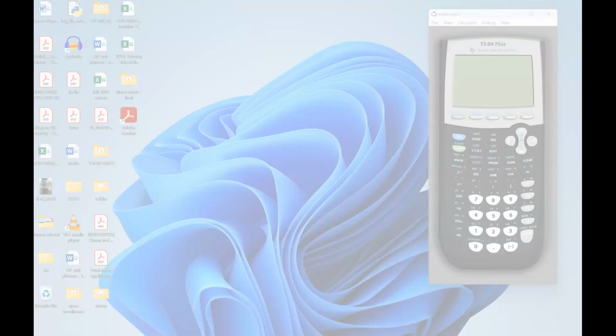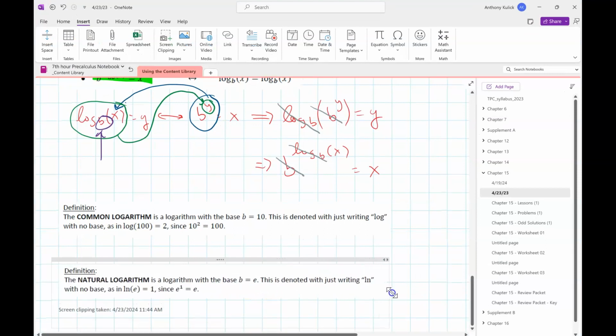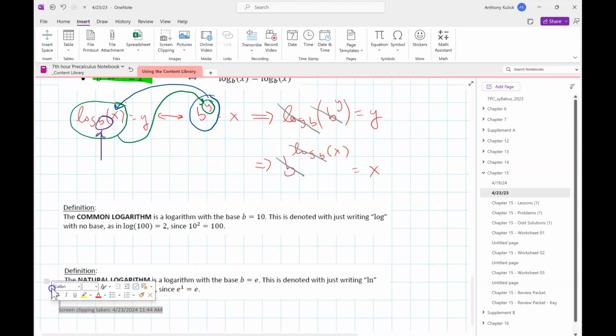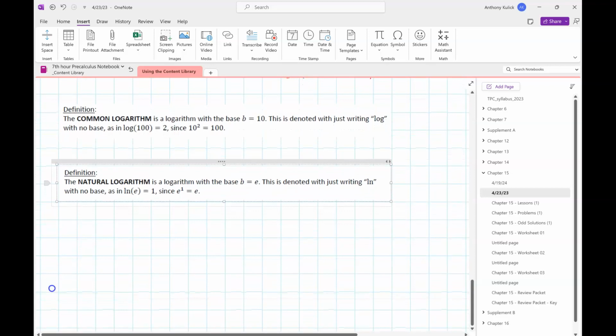The other special logarithm is log base e. That one is referred to as the natural log. And when we write log base e, we just write the letters ln. So when you see the letters ln, that is log base e.